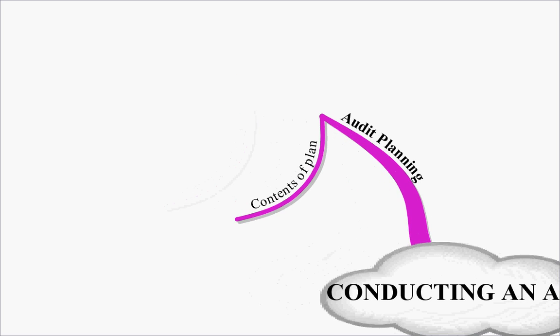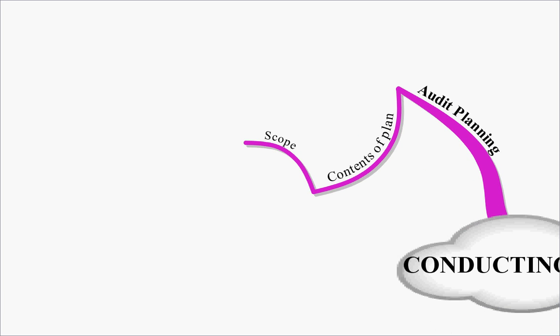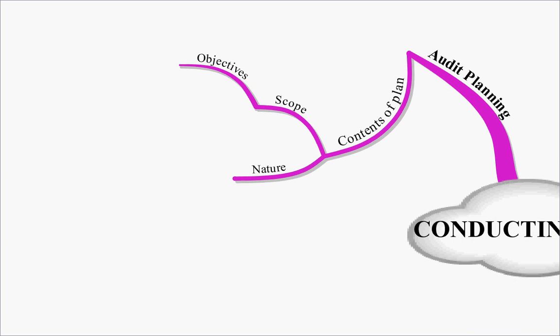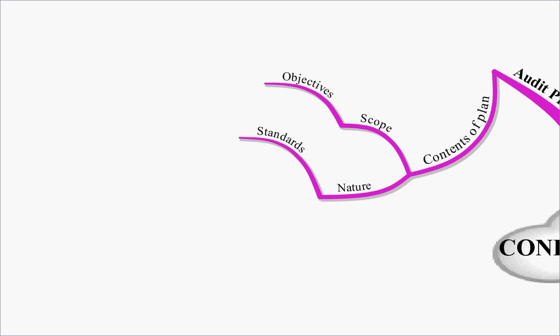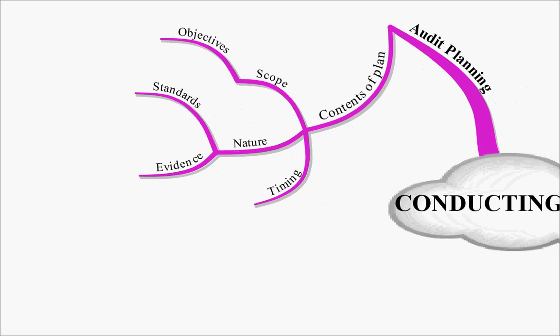So what were the contents of our audit plan? Well, firstly it defined the scope of the audit and sets out the objectives. Secondly, it sets out the nature of the audit, and this tells us what standards we're going to use and what evidence we're going to collect. Lastly, it tells us the timing of the audit. What is our timetable? When do we want to have it done by?